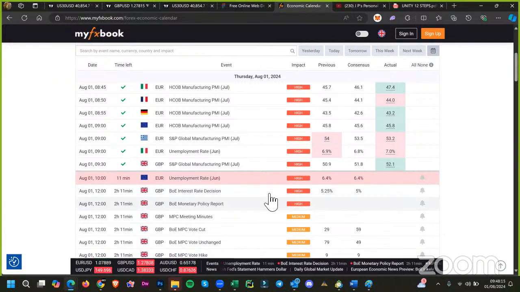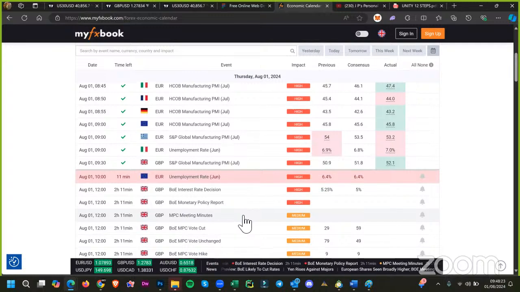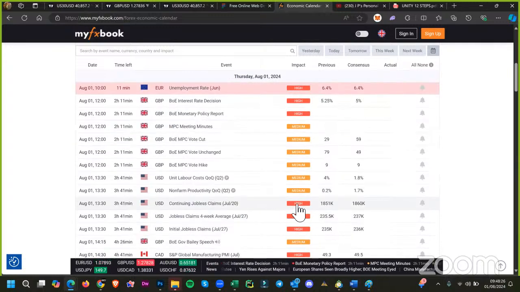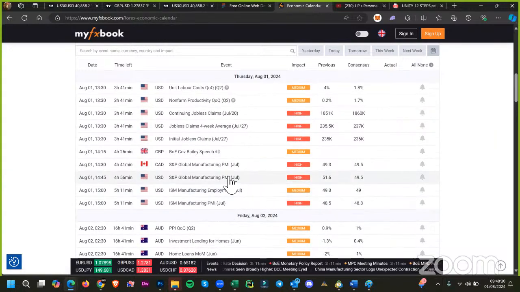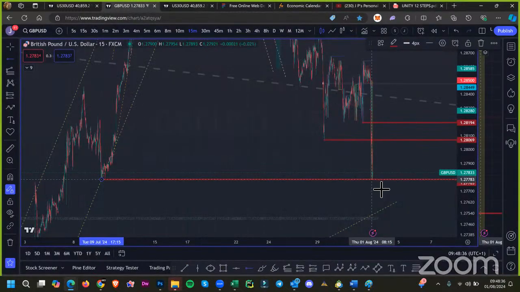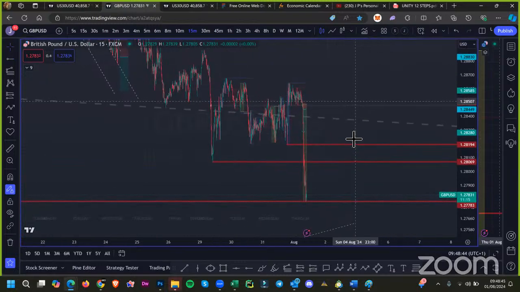Some of these red folders. Bank of England interest rate decision, Bank of England monetary policy report, USD jobless claims, PMI. These could make it say, we've collected enough fuel to run back in here and capture some of the liquidity that we left on the table, i.e.